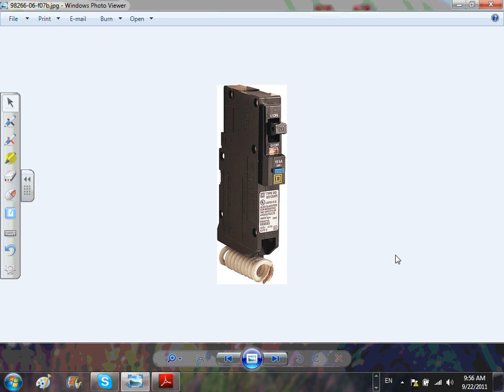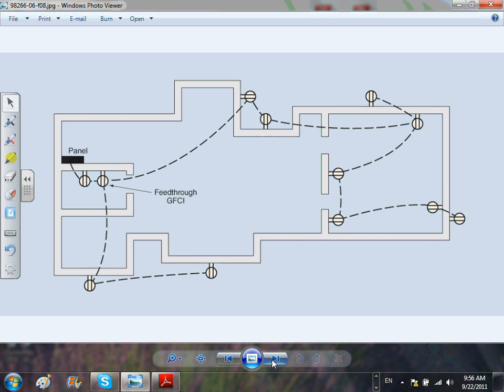Ground fault circuit interrupter, ground fault circuit interrupter. No, that's a GFCI, the one I'm looking at right now. Oh. That's a ground fault. Okay. Ground fault feed through, guys.